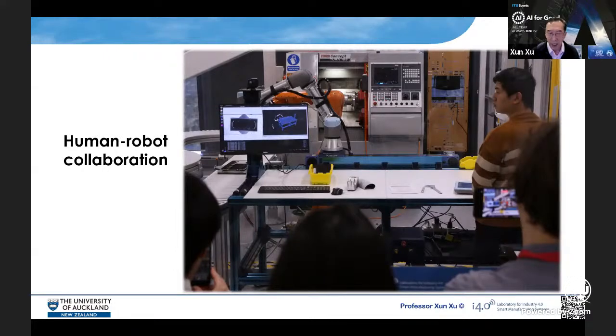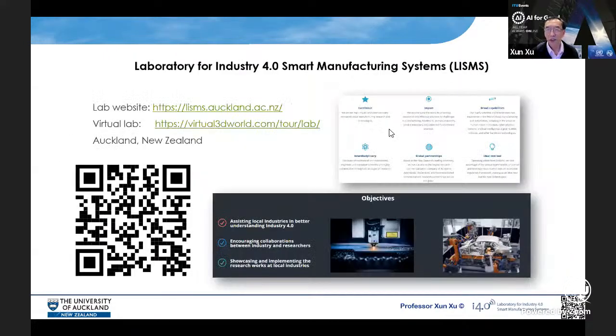I should perhaps just briefly show this. For those who are interested, you can scan the QR code or just take a picture of that, and you can go and visit our laboratory. We even have a virtual tour, a virtual lab. If you scan that and go onto our virtual lab, you can actually be here and visit our lab, without having to be here physically. So welcome to visit our laboratory.